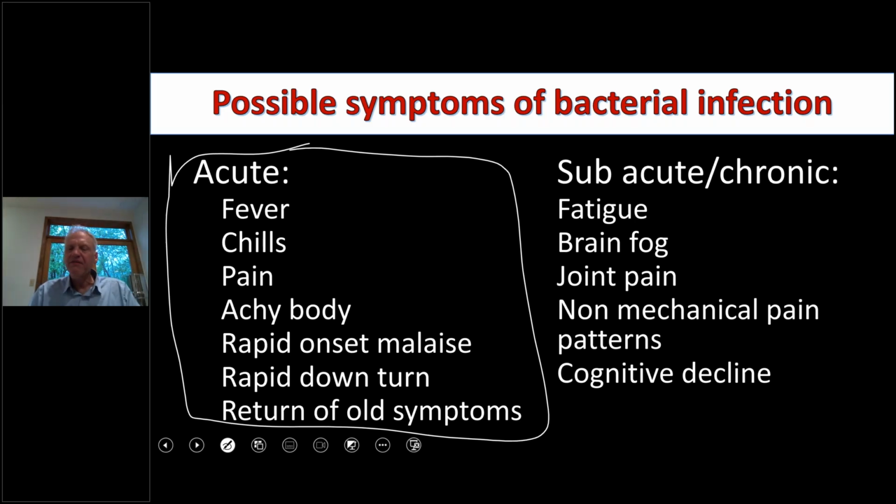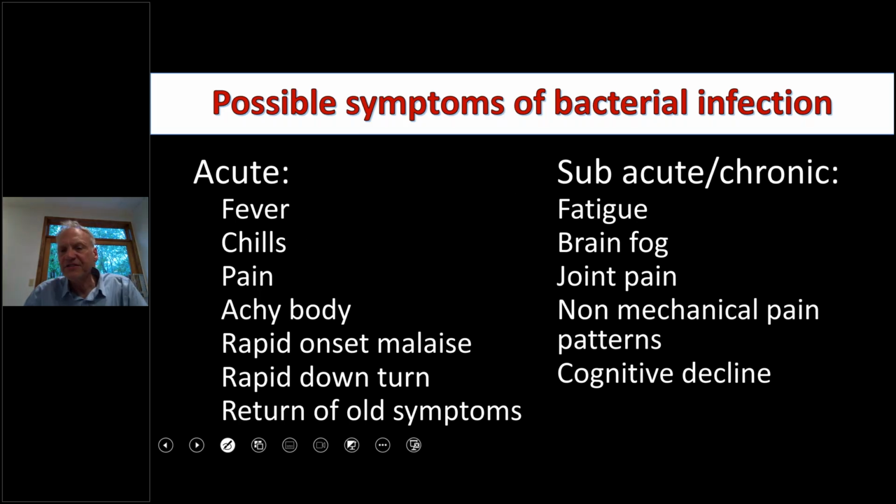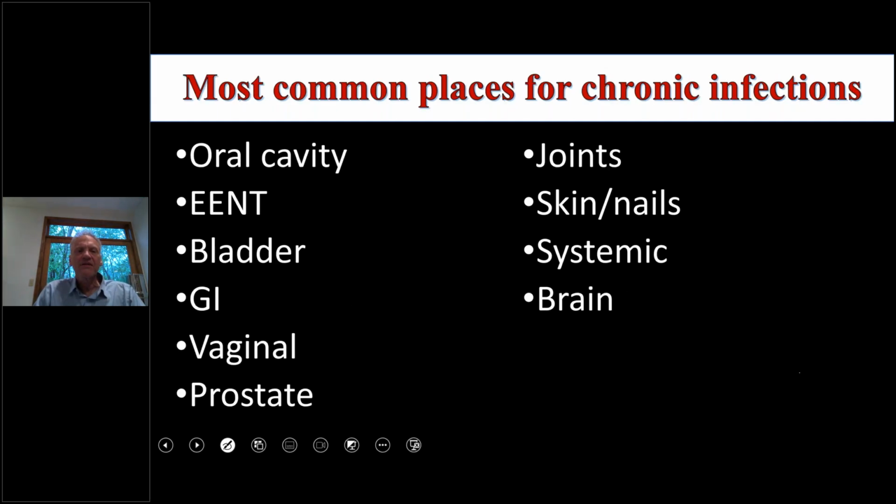And I say this kind of funny, but even medical doctors can find these, right? So a person comes in, they have fever, chills, pain, achy body, rapid onset, malaise, rapid downturn, return of old symptoms. These can be an acute infection. Subacute can still look like fatigue, brain fog, joint pain, non-mechanical pain, cognitive decline over time.